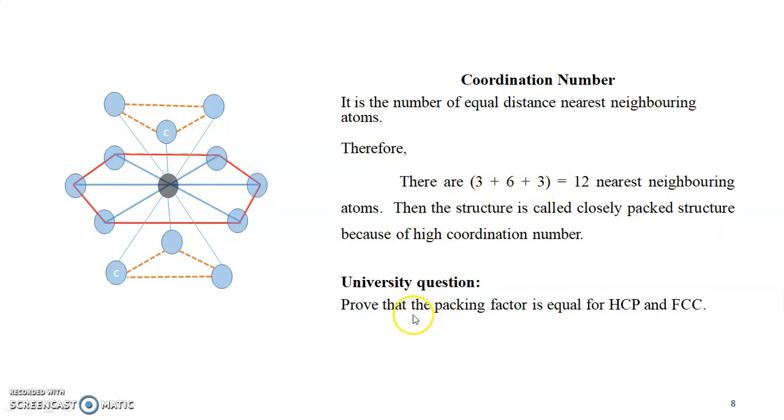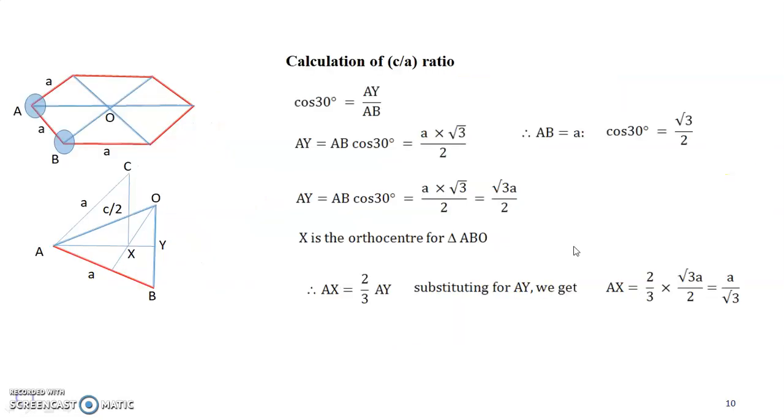Frequently people ask in a university question, prove that the packing factor is equal for HCP and FCC structure. Now we are calculating the C/A ratio. This is the bottom or top plane of the HCP unit cell. All the sides are equal, which is A.